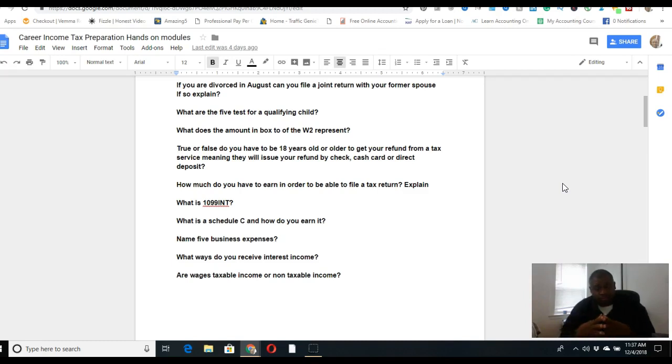issued through the company, because you are dealing with contracts that you have to sign, and you must be 18 or older in order to sign a contract, because we can't sign contracts and do business with minors. So 18 and older is the situation you would face when it comes to going to a tax service and wanting to have your refund issued through the tax service in the form of a check, cash card, or direct deposit. So you got to be 18 or older in that situation.